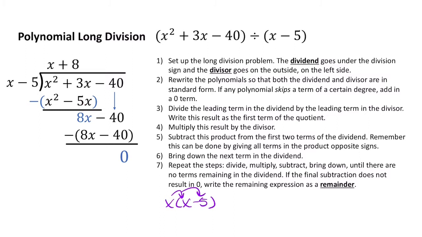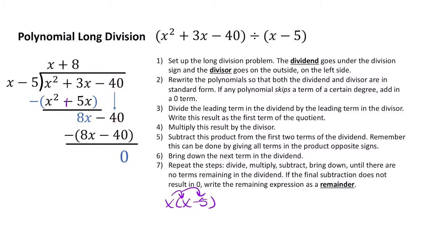Now we need to subtract this x squared minus 5x. And remember, when we subtract polynomials, it's like switching to the opposite sign and then adding the terms together. So I'm going to switch the signs here. I'm going to make this a plus. And so x squared minus x squared is just 0. And then 3x plus 5x gives us this 8x. Now we bring down this minus 40.